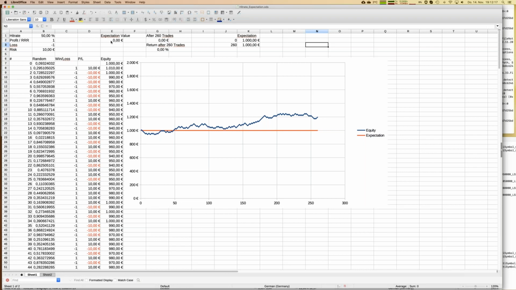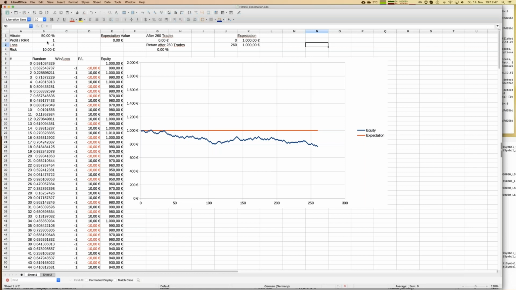I mean, 200 euros earned, 20%, not that bad. But the question is, I always use the same kind of statistics, so I have not changed hit rate or risk reward ratio. Astonishingly, even after 260 trades, we are in the minus. Let me first go to an extension before we follow my original idea.